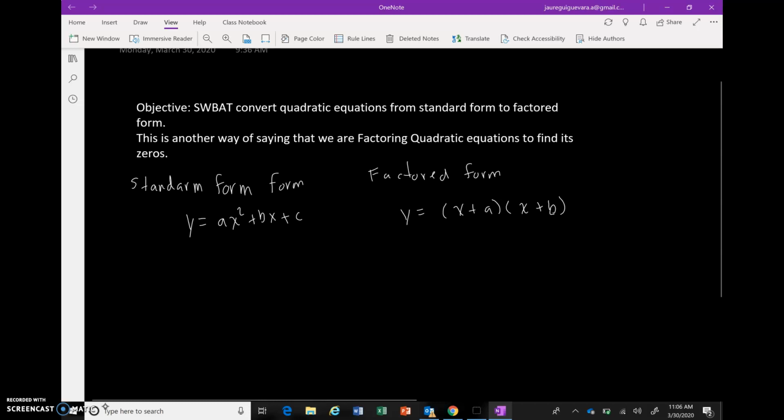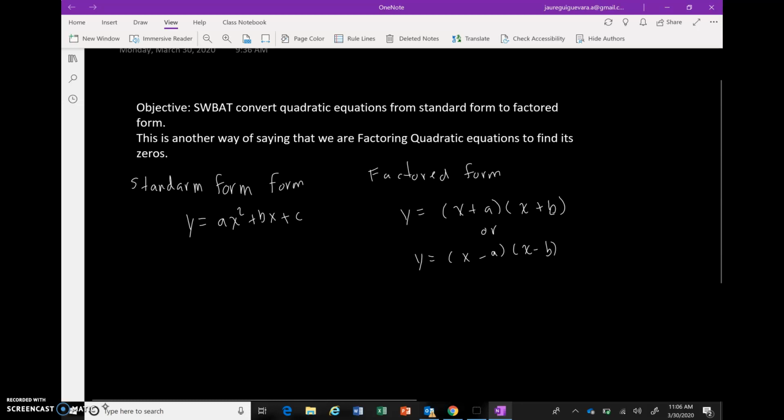x plus a, so the quantity of x plus a times the quantity of x plus b, and it doesn't matter, you could have the x plus b on this side. Really doesn't matter. In fact, I'll do y is equal to x minus a, x minus b.